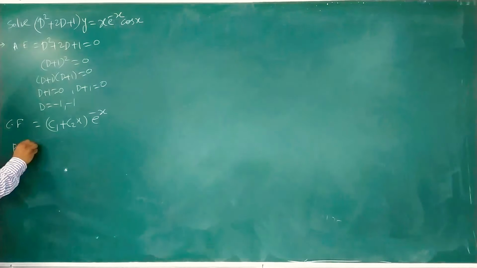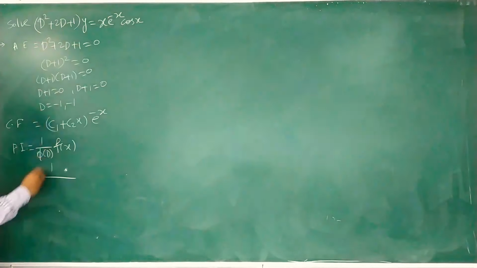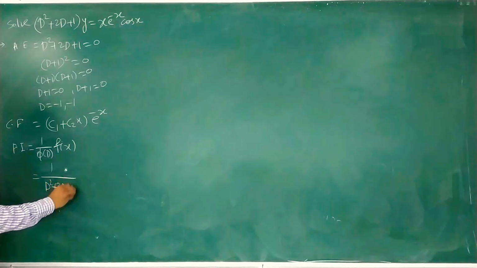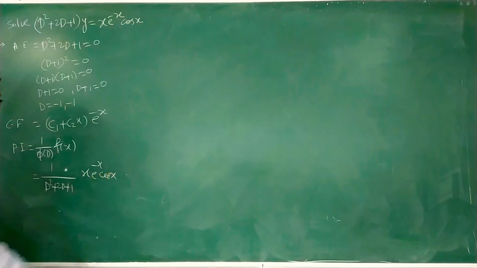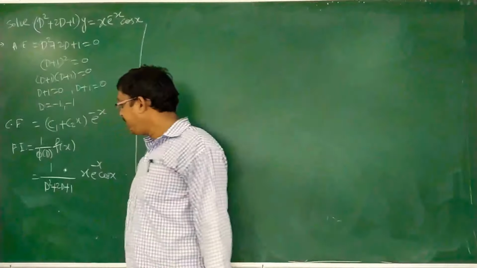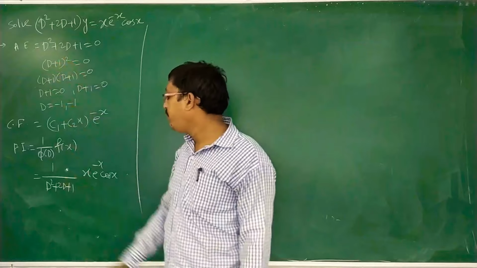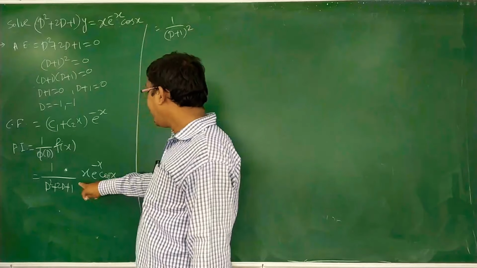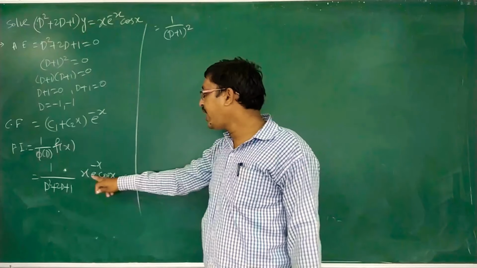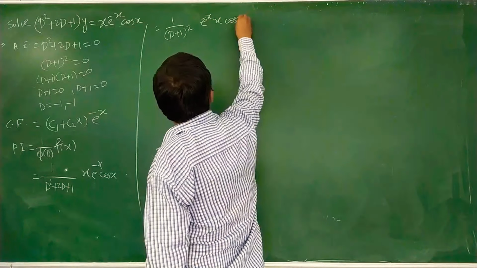Then PI = 1/φ(D) f(x). This equals 1/φ(D), where φ(D) is D² + 2D + 1, and f(x) is x e^(-x) cos x. Now, for simplicity in the calculation, I am going to write this D² + 2D + 1 as (D + 1)². So you will get 1/(D + 1)² times x e^(-x) cos x. I am going to rearrange this term: e^(-x) x cos x.